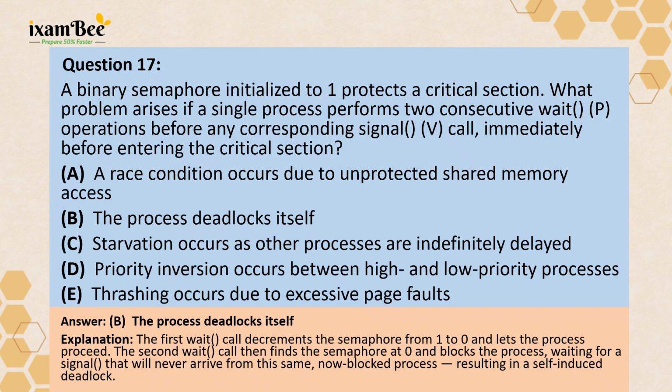But here's the catch. The only process that could ever call signal to release that semaphore is this very same process, and it's now blocked, unable to execute anything, including that signal call. So it ends up waiting forever for a release that can never come from itself. That self-induced circular wait is a deadlock. Hence, the answer here is option B.